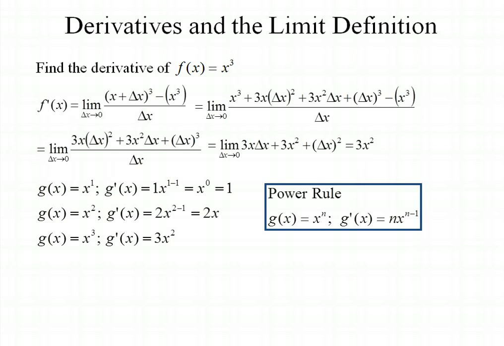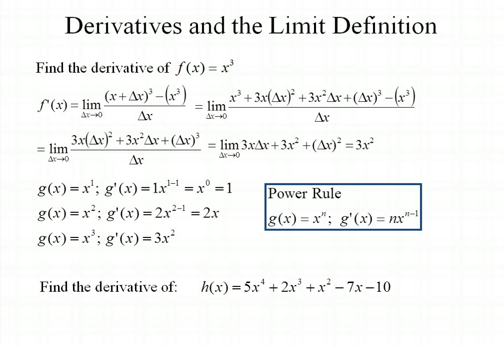So that gives us a power rule, where we have any function that's x to a power, the derivative is going to be that power times x to 1 degree less, to the n minus 1. And that's a pretty easy rule for us to find and use without having to go through the limit definition.